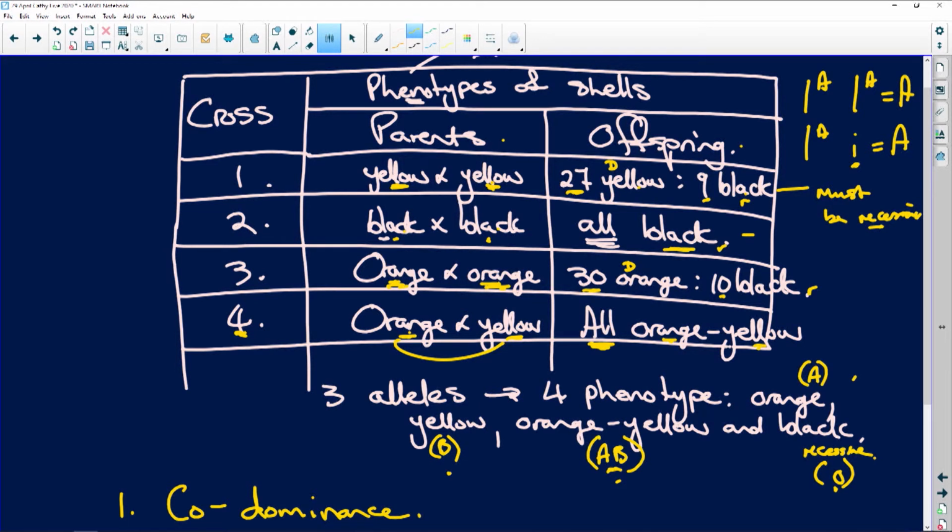Alrighty. Use the information in the table to support your answer to your question. Well, I've just done that. When we cross a yellow and a yellow parent, we end up with 28 yellow offspring and only 9 black offspring. And you can't see the black in the phenotype. The only time all the offspring are black is when 2 black parents are crossed.